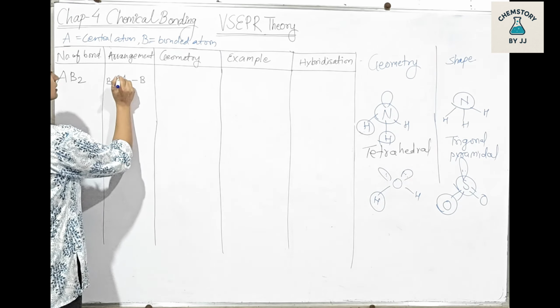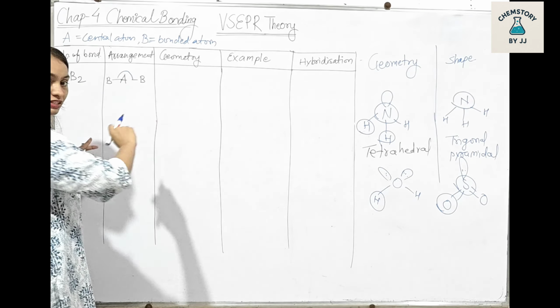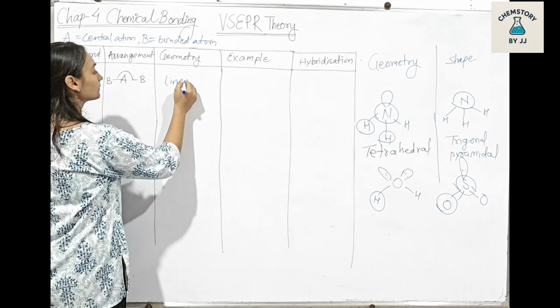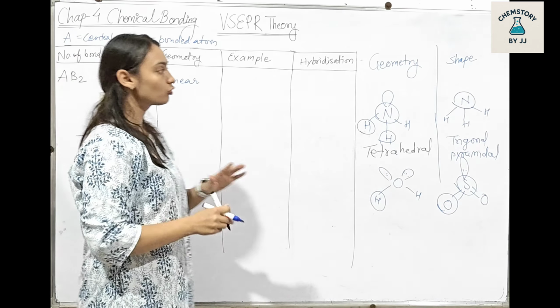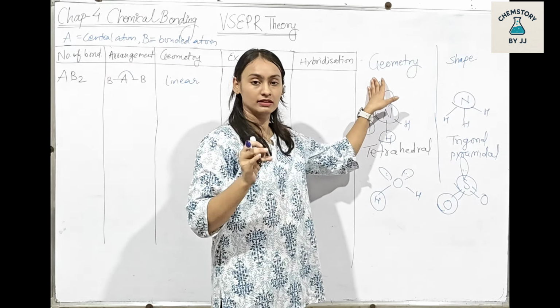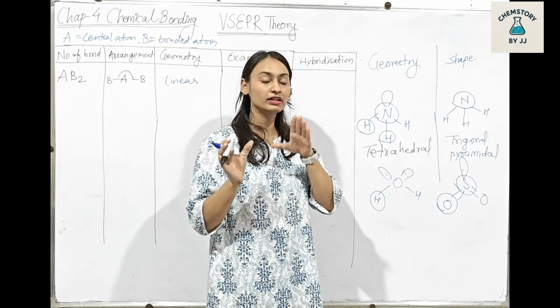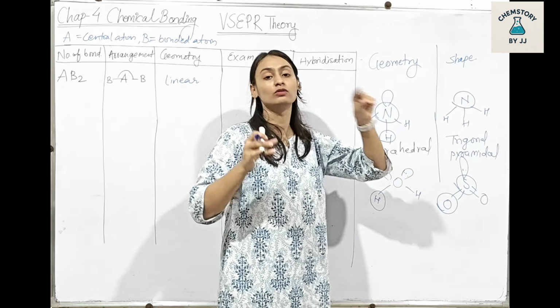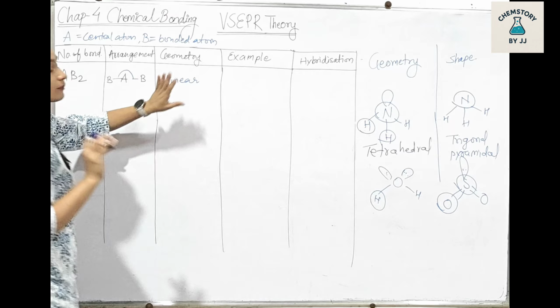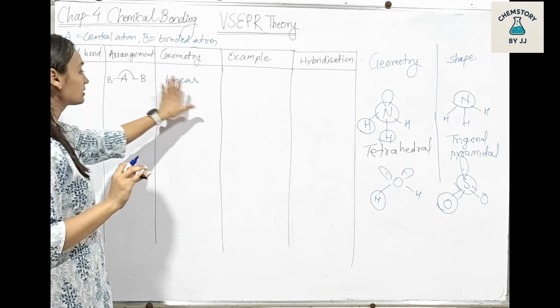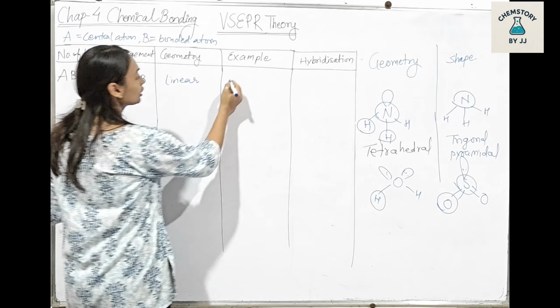See, the geometry is linear in shape, so the geometry is linear. I have told you already that geometry is decided including the lone pair, and shape is decided without the lone pair, right? So here I have already taken it as linear. For this example, it would be VSEPR.